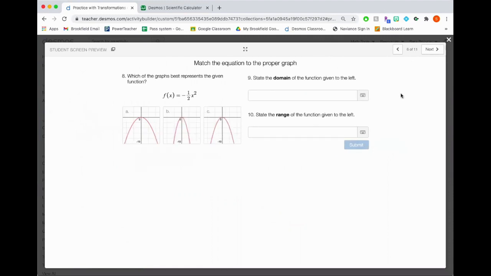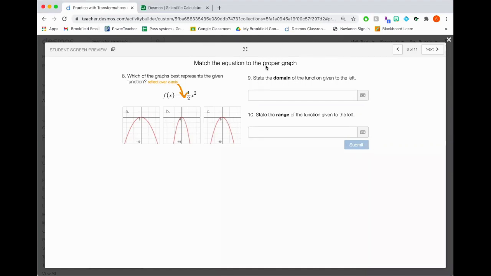Number 8, it says which graph best represents the given function. So look at your transformations here. Same thing as before. Here I have a negative, so that means it's going to be upside down, so flipped over the x-axis, right? Reflect over x. The negative's on the outside. And then the 1/2 is really the giveaway here since these are all upside down.